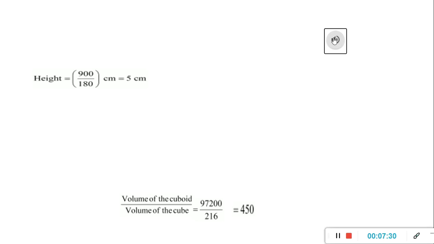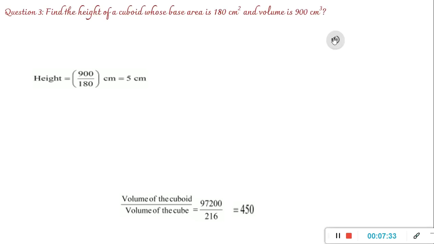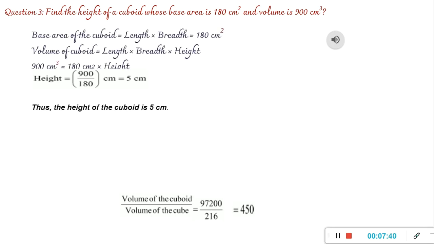Third question. Find the height of a cuboid whose base area is 180 centimeter square and volume is 900 centimeter square. So base area of a cuboid means that would be length into breadth, right? That is given 180 centimeter square. Now what is the volume of a cuboid? Length into breadth into height. So from this we can find out height because volume is already given, that is 900 centimeter cube. That is equal to 180 centimeter square into height. So height would be 900 divided by 180. That is equal to 5 centimeter. So what would be the height? The height of the cuboid would be 5 centimeter.